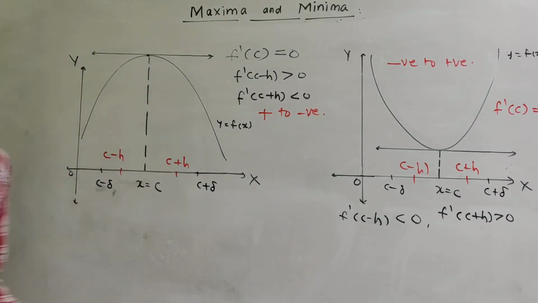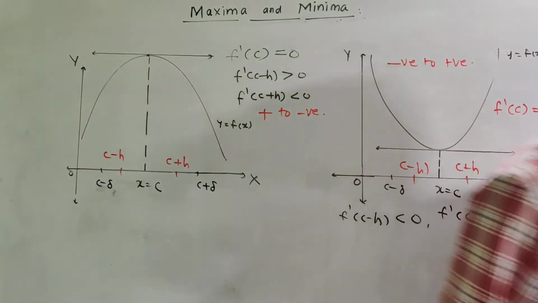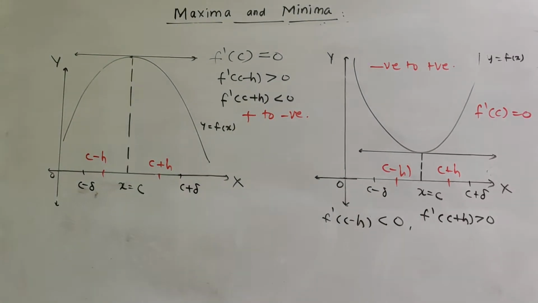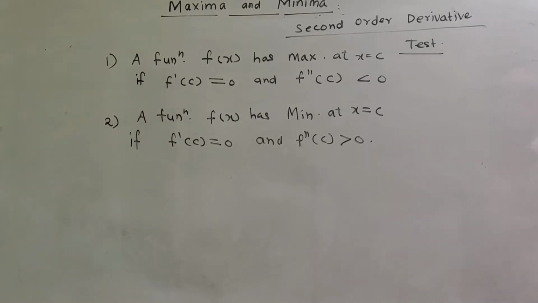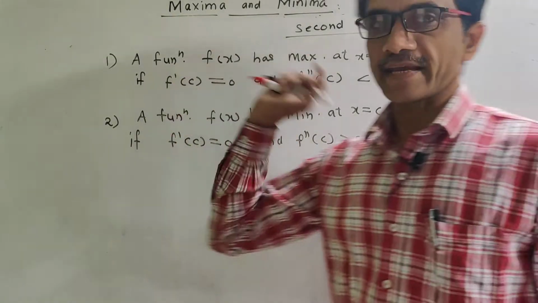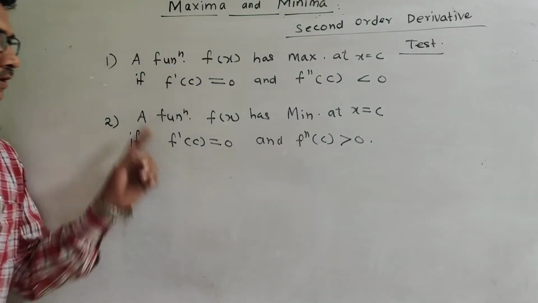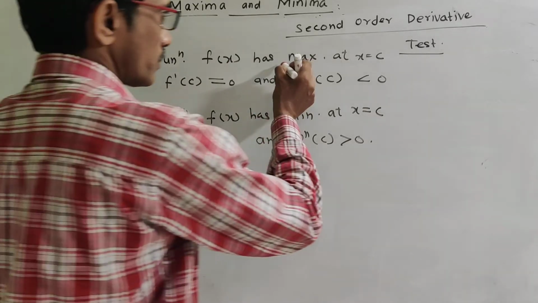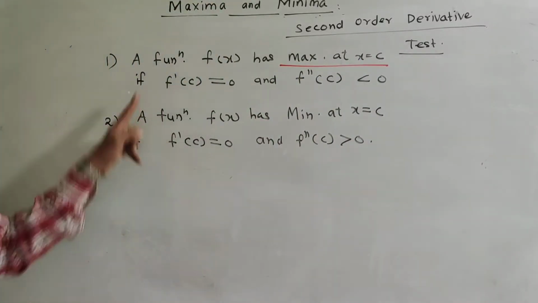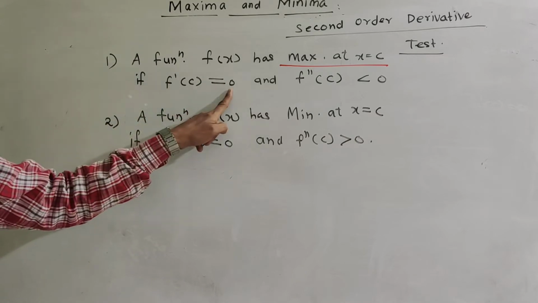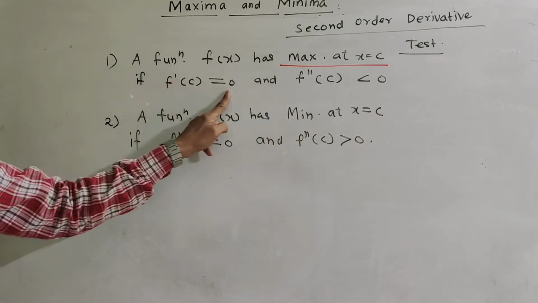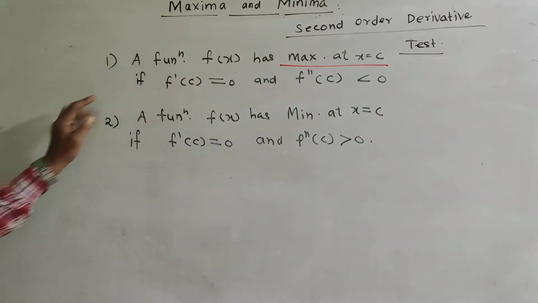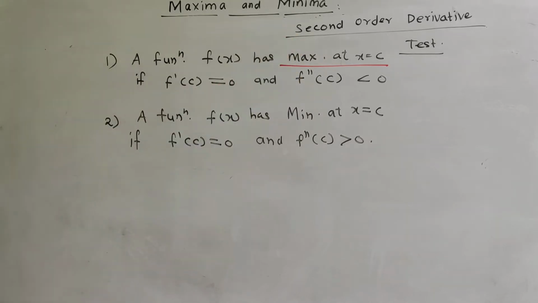Now further we will see the second order derivative test. What is the second order derivative test? Function f(x) has maxima at x is equal to c when the first order derivative f dash of c is equal to 0 at x is equal to c, and the second order derivative, that is f double dash of c, is negative. Then the function attains what? Maxima at x is equal to c.